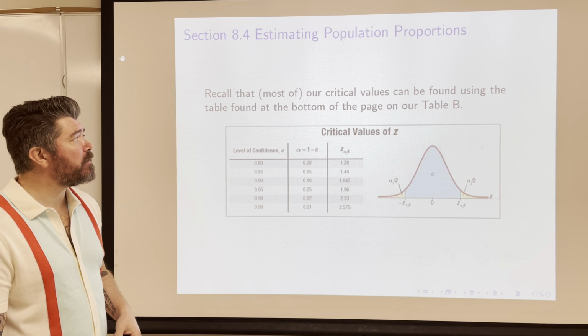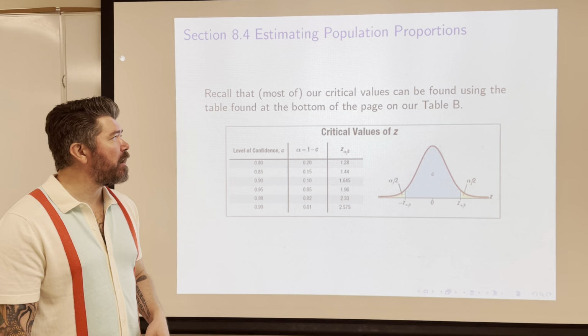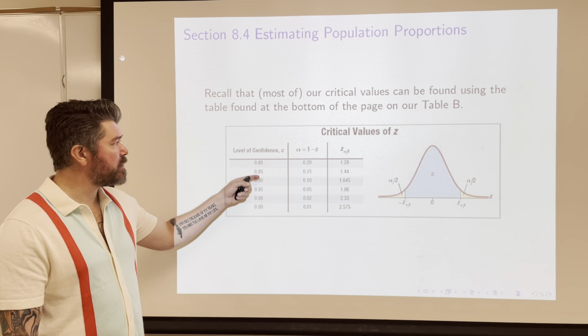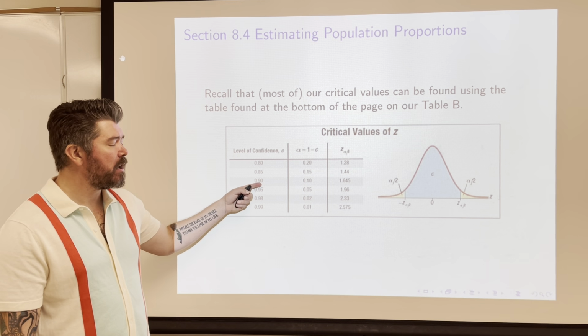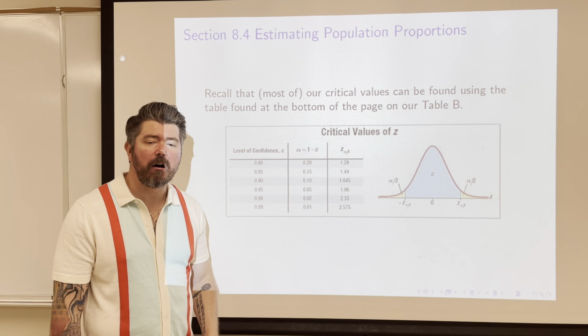Recall that most of our critical values can be found using the table found at the bottom of the page on our table B, right? So we're going to look up our confidence and we're going to find our critical Z value, Z alpha over 2.